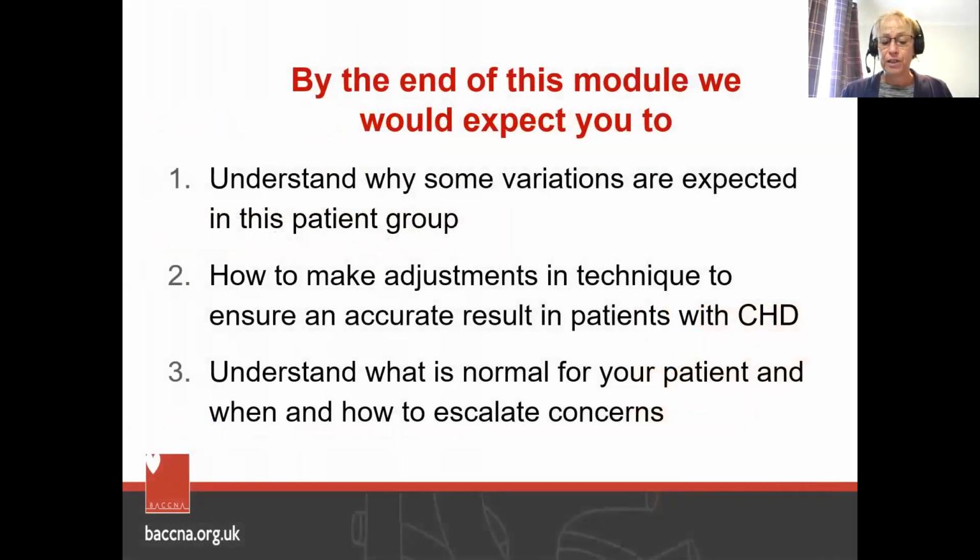So at the end of this short presentation, you'll be able to accurately measure and record a patient's vital signs and understand why some patients with congenital heart disease have variations to what you would expect to be normal. It's also important to understand how to perform these tasks accurately in patients with congenital heart disease and to take into account their underlying anatomy and any previous surgeries that may have been performed. This may mean that you have to make some adjustments in order to get an accurate result.